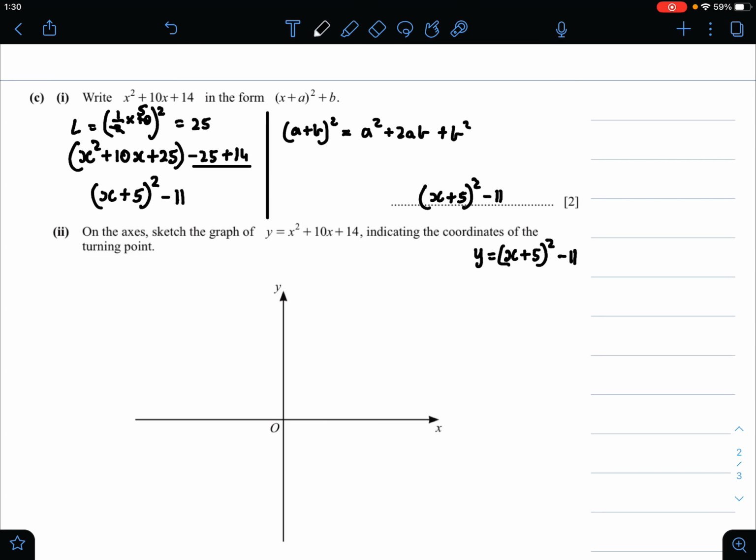While we are using this, we have to remember that the minimum point can be found easily from this equation. So the minimum point would be negative a comma b. So in this case it would be negative 5 comma negative 11 as the minimum point, or you could say the turning point.